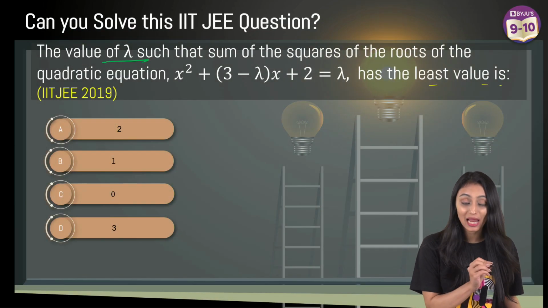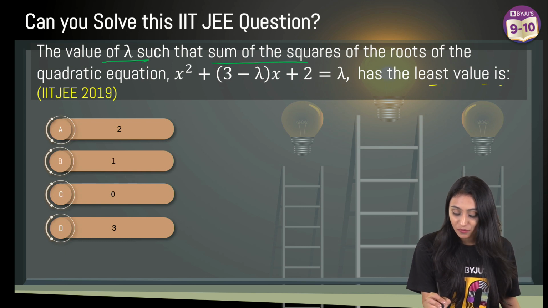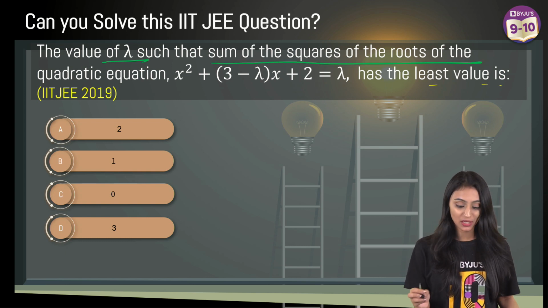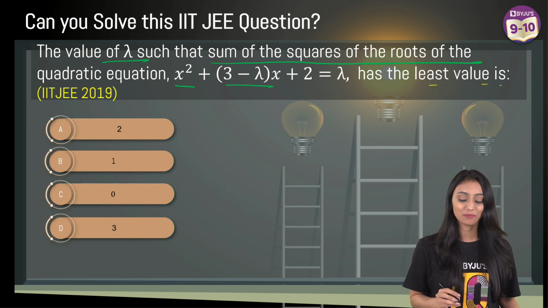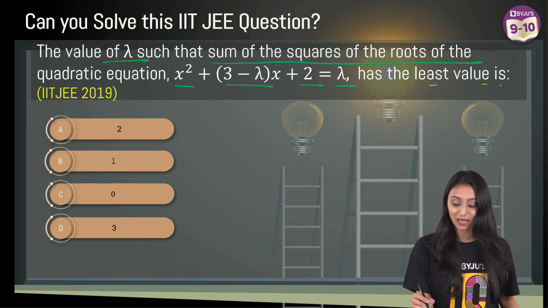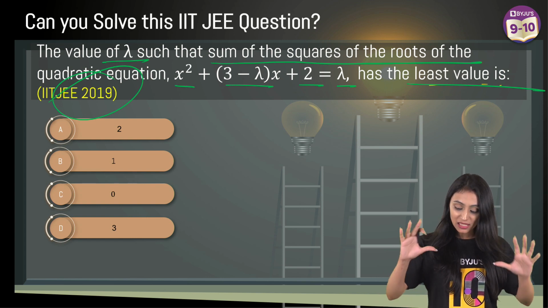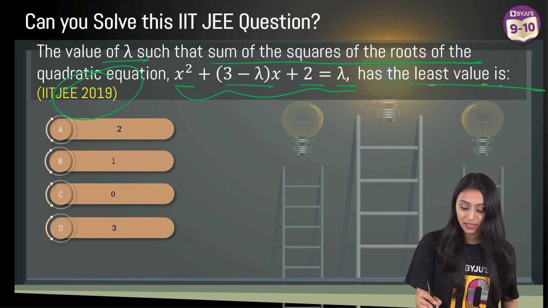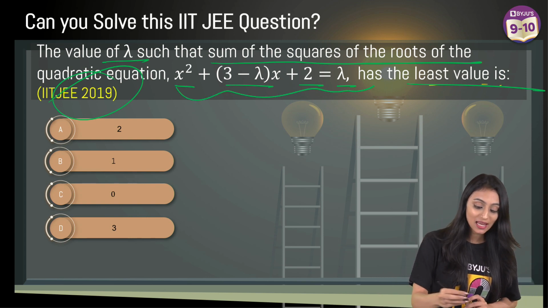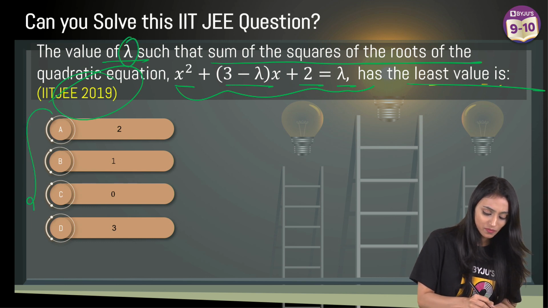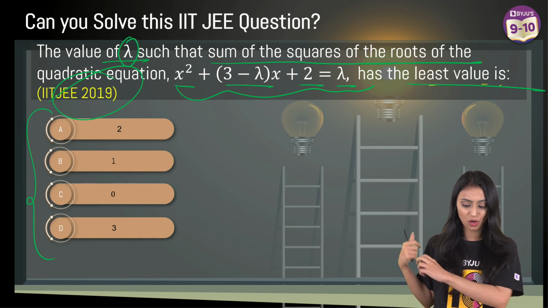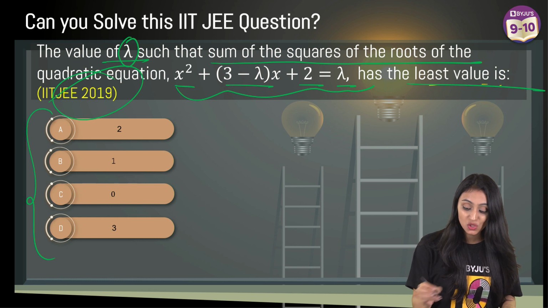The value of lambda such that the sum of the squares of the roots of the quadratic equation x square plus 3 minus lambda x plus 2 equals to lambda has the least value is. This was asked in 2019 paper. Let's first understand the question. This is the quadratic equation that we have got. Question is saying we have to find out the value of lambda, one answer would be right from all of these, so that the sum of the squares of the roots.